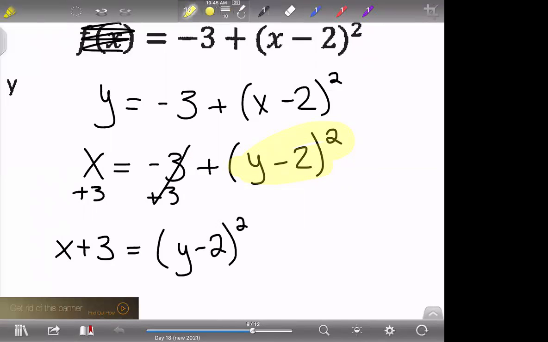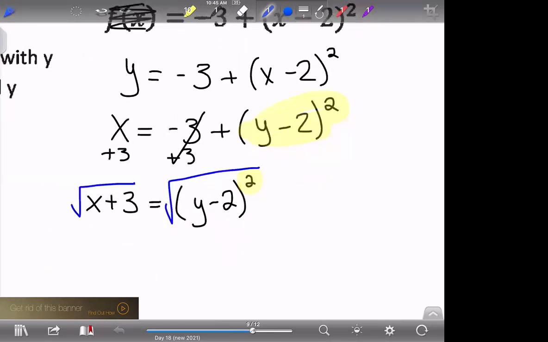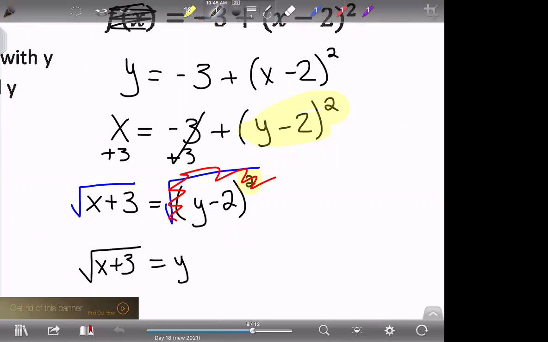Now I want to eliminate this squared on both sides. In order to eliminate an exponent, I need to take the same root. So this is an exponent of 2, so I need to take the second root, which is the square root. If I'm taking the square root on one side, I also have to take the square root on the other. So we have to keep a balanced equation. We're square rooting the left, we're square rooting the right. The left-hand side is just going to stay the square root of x plus 3. Notice the x and the plus 3 are underneath that square root. On the right-hand side, the square root and the squared cancel each other out. They're all gone. You're left with y minus 2.